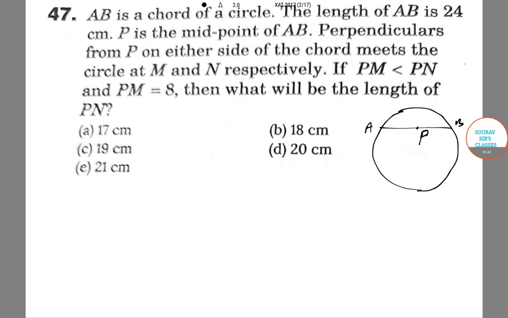Perpendiculars from P on either side of the chord meet the circle at M and N respectively. So these are the perpendiculars, and this is M and this is N. If PM is less than PN and PM equals 8 centimeters, then what will be the length of PN?